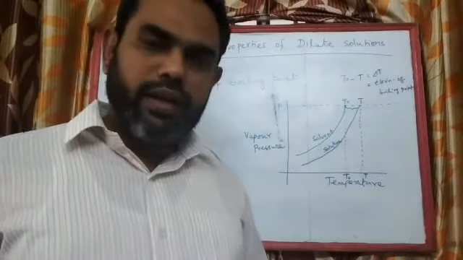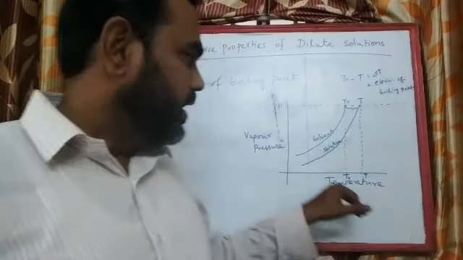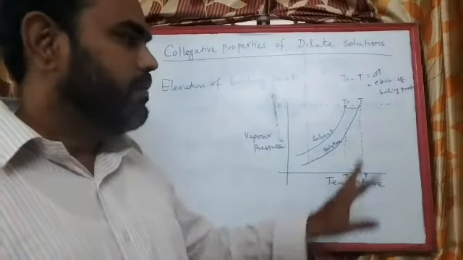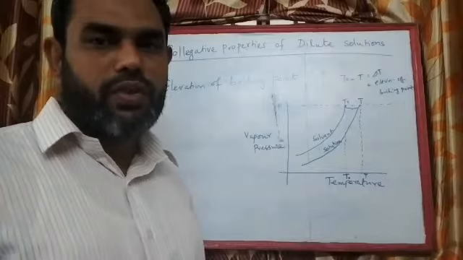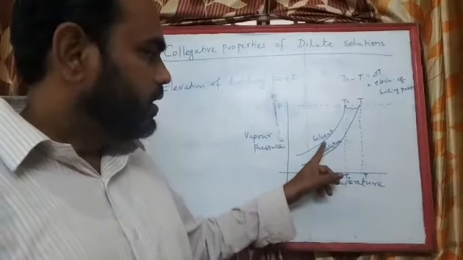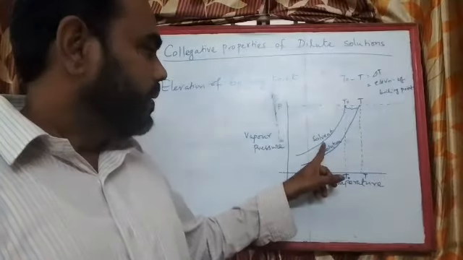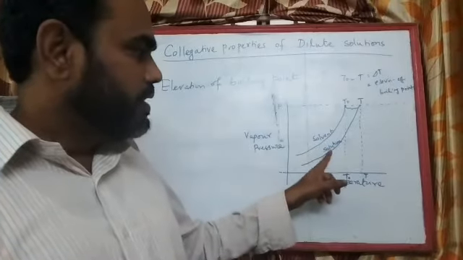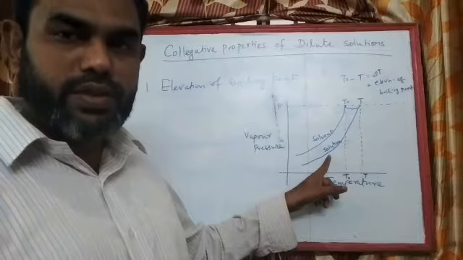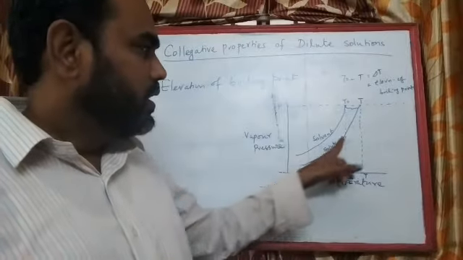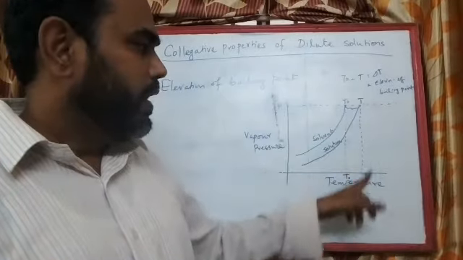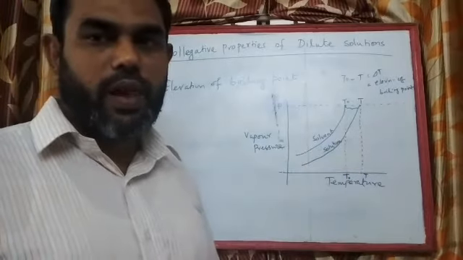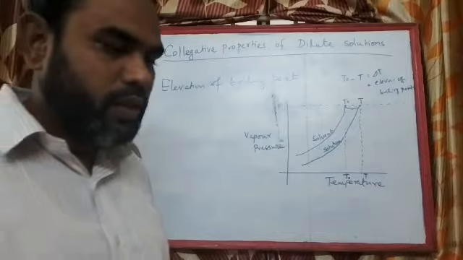Let us recollect what we have studied. This is a vapor pressure temperature relationship of a particular solvent or a solution. The upper curve is the vapor pressure temperature relationship of the solvent. Upon addition of a solute, it becomes a solution, and the boiling point is greater when compared to that of a pure solvent.